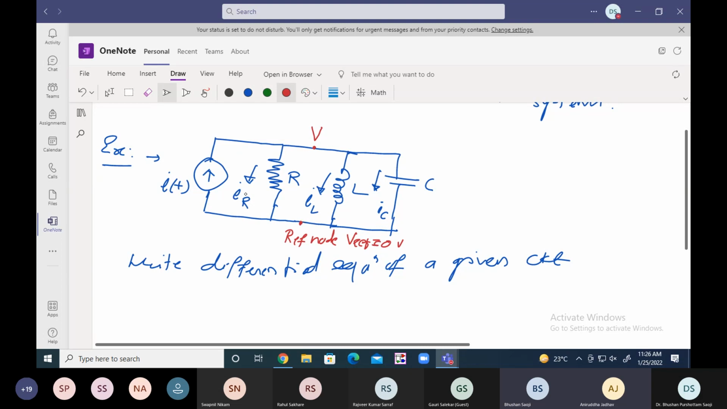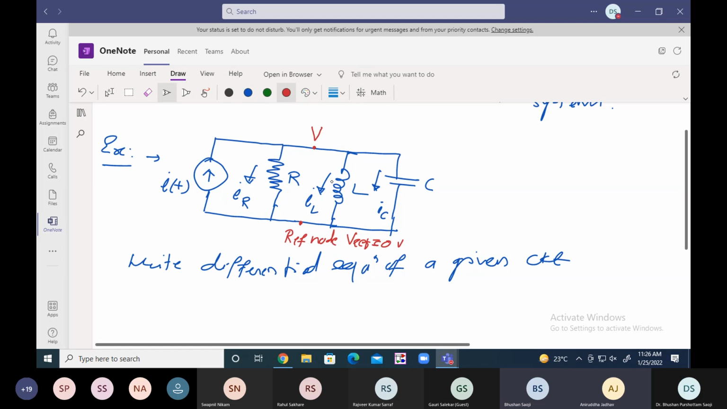This is the reference because here we assume this one because R, L, C are connected together, and the negative part of I of t is also connected to this point. That is the reference node point. So we consider this is a reference node and assume that the reference node voltage is 0 volt. And this one is the node number 1 whose voltage is V.